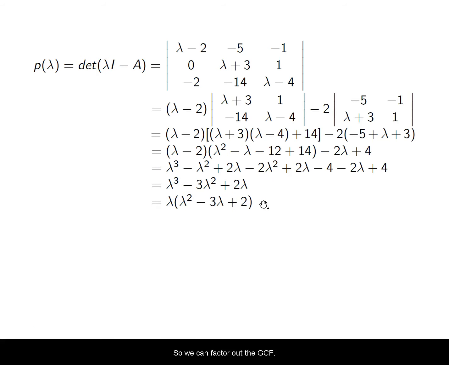Okay. So we can factor out the GCF here, and now we have lambda times a quadratic. Again, you don't have to use the quadratic formula for everything. This factors very nicely, and in general they will. There will be times when they don't, but we are not at that point yet. Everything here should factor pretty nicely.